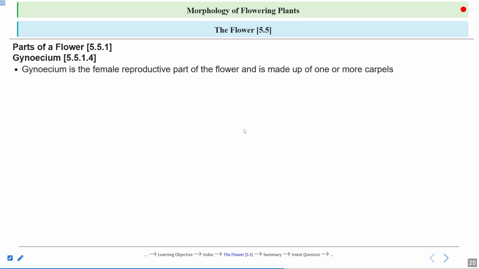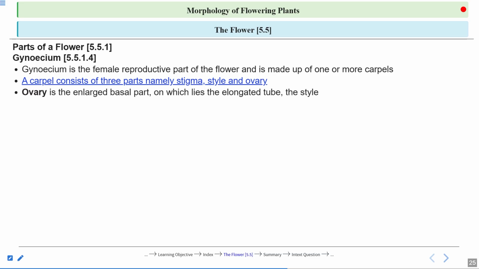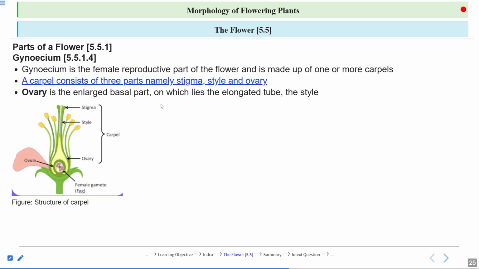Gynoecium is the female reproductive part of the flower and it is made up of one or more carpels. All the carpels together are called gynoecium. A carpel consists of three parts, namely stigma, style and ovary. The upper part is the stigma, at which the pollen grain comes and rests. Then there is a stalk-like structure called style, and the lowermost bulbous round part is called ovary. The ovary is an enlarged basal part on which lies the elongated tube, the style.